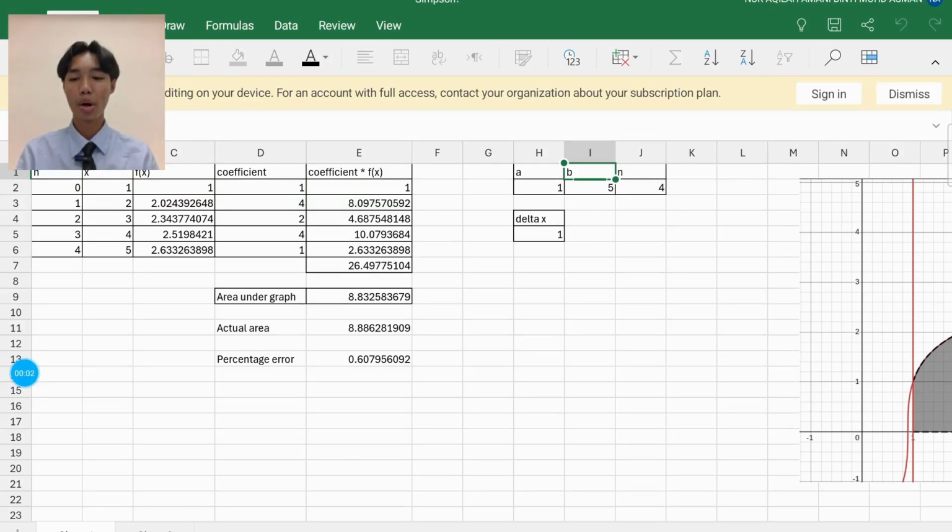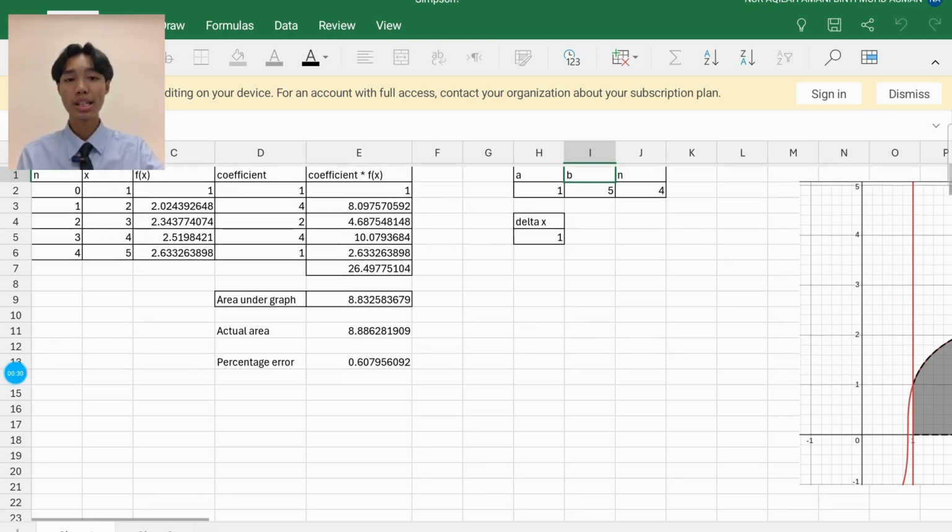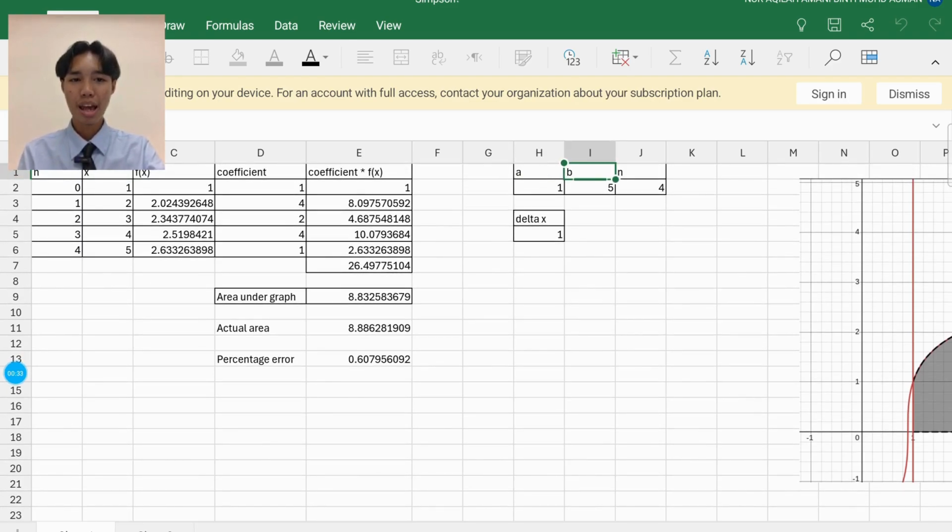So here's the data that we obtained by using Microsoft Excel. As you guys can see over here, we have already listed down all the values of fx. To find the value of fx, we simply use the equation given from the question previously. Since the question asks us to use 4 subintervals, the value of n goes from 0 to 4.